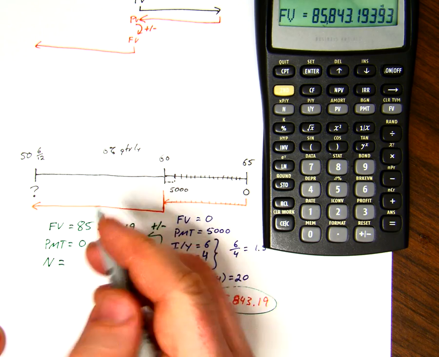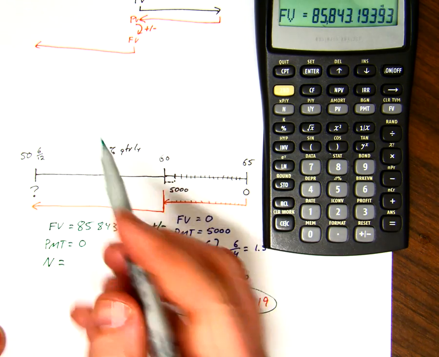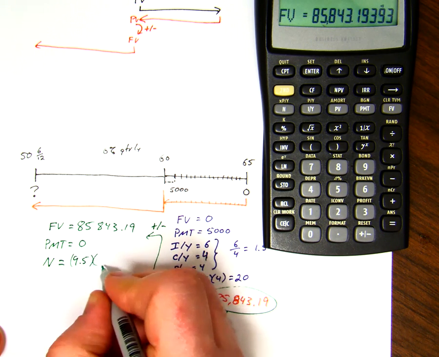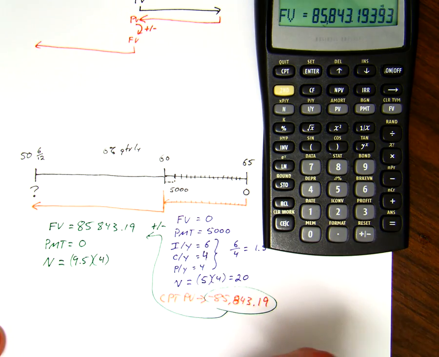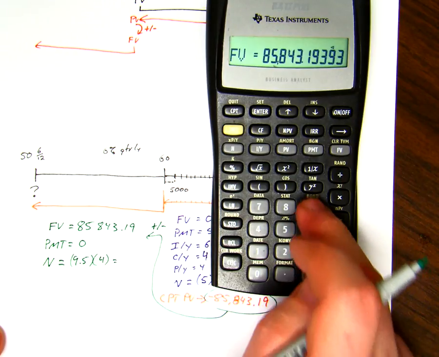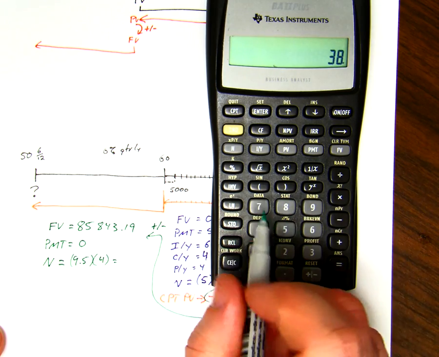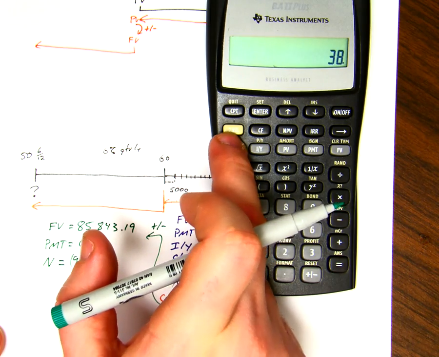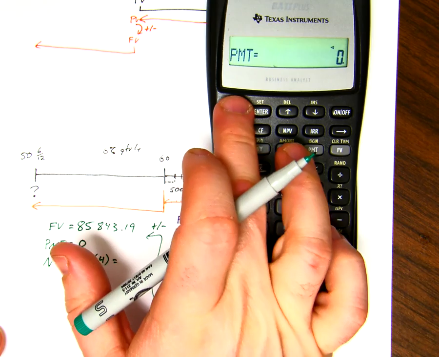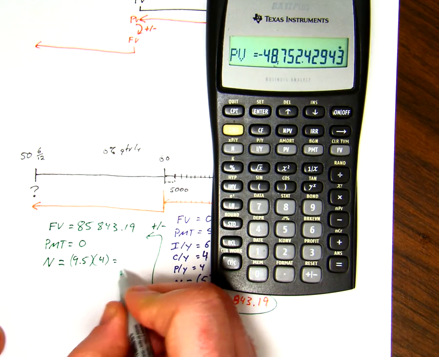And the N is going to change. The N is going to be, well, from 50 to 60, this would be 10 years, but since we're halfway through, this is 9.5 years at 4 times a year. Okay? So 9.5 times 4, there's going to be 38 payments, or 38 periods. Put that as an N. 0 for the payment. Now I'm going to compute the present value.